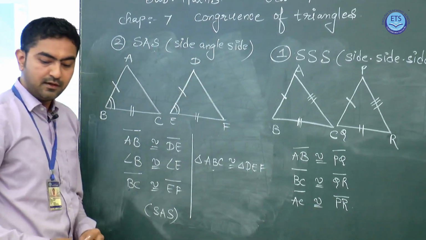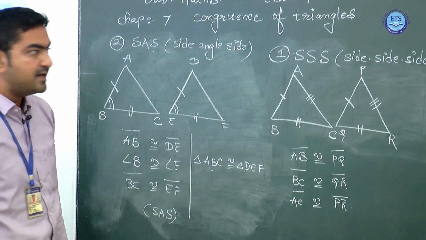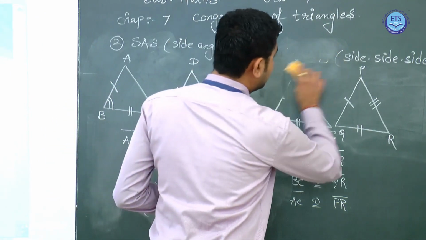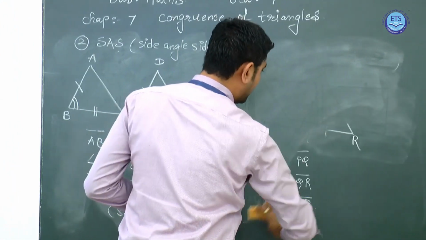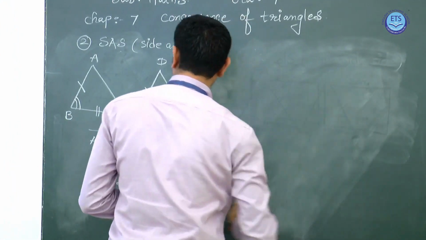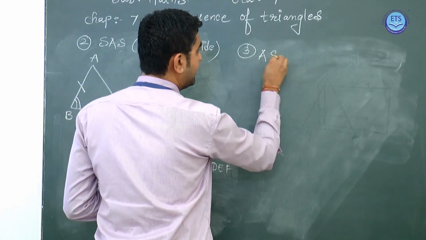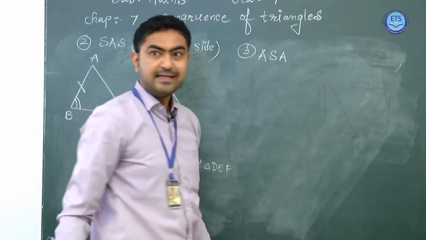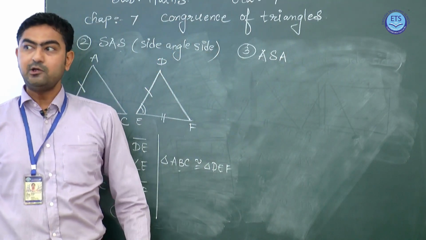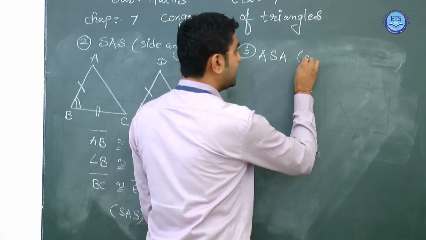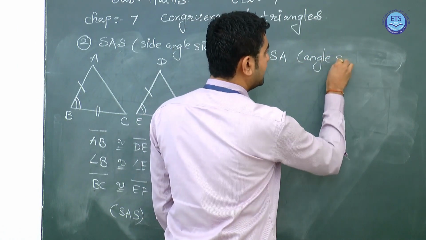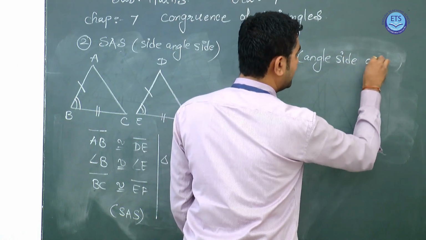Now, the third criterion rule, that is ASA. What is the meaning of ASA? The third criterion rule, ASA, that is angle, side, angle. Now, see here, angle, side, angle.